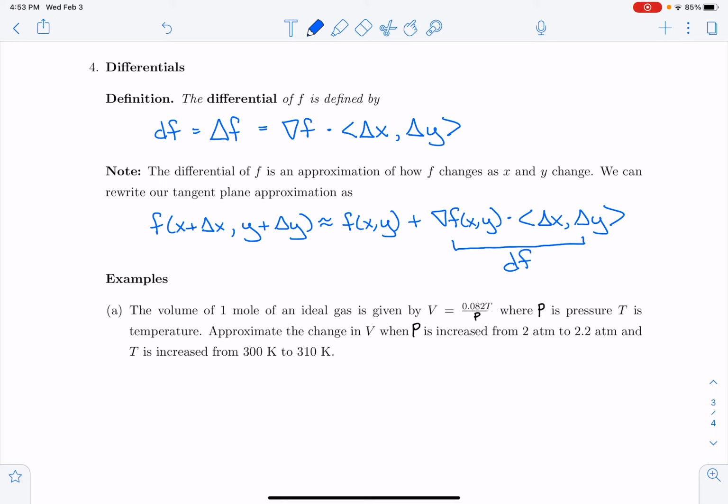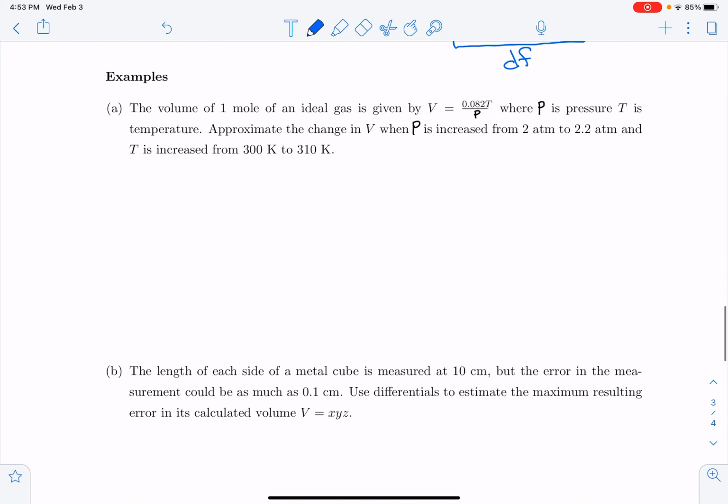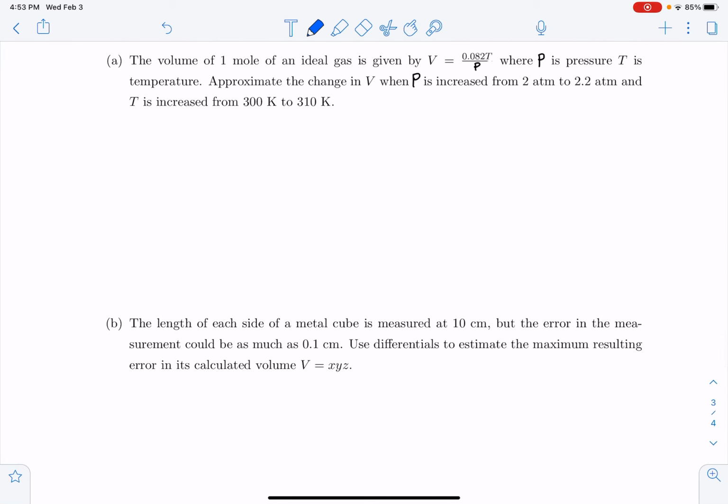So let's look at two examples of using differentials. The volume of 1 mole of an ideal gas is given by volume equals 0.082 times temperature over pressure, where P is pressure and T is temperature. And we want to approximate the change in volume when P is increased from 2 atmospheres to 2.2 atmospheres and T is increased from 300 Kelvin to 310 Kelvin. We've worked with this function in a previous video. V is a function of T and P.